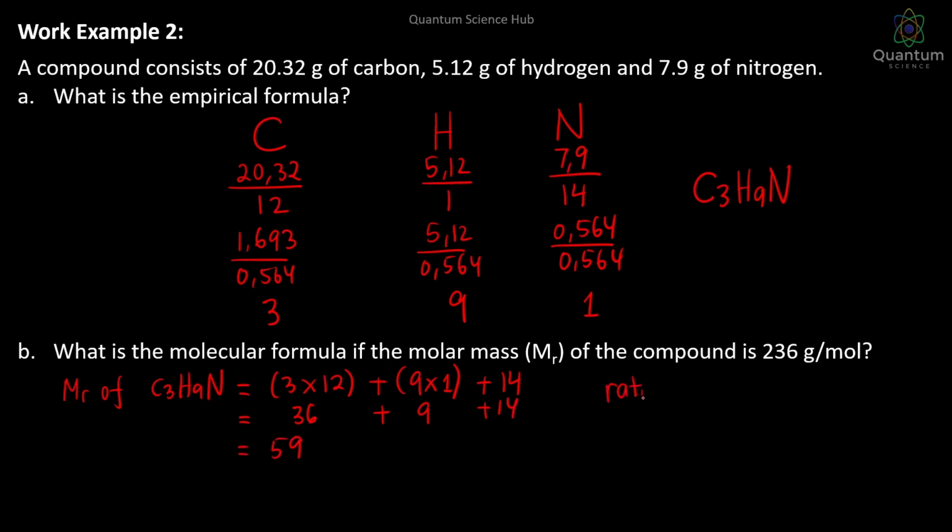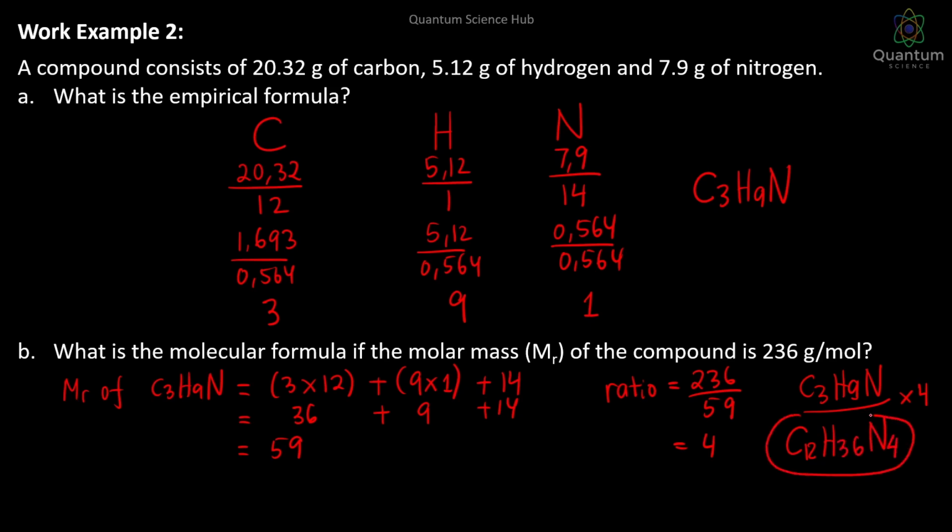And next we find the ratio. So the ratio is 236 divided by 59. Then this is 4. So what is the molecular formula here? So C3H9N and all here you times with 4, right? Because the ratio is 4. So the molecular formula is C12H36N4. So this is the molecular formula.